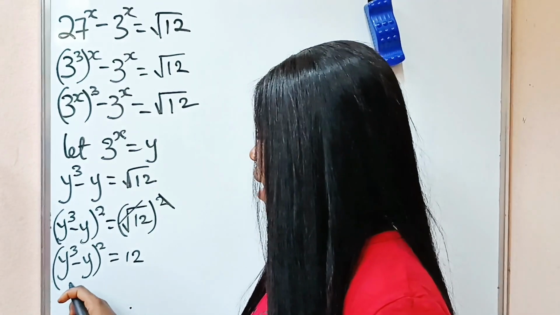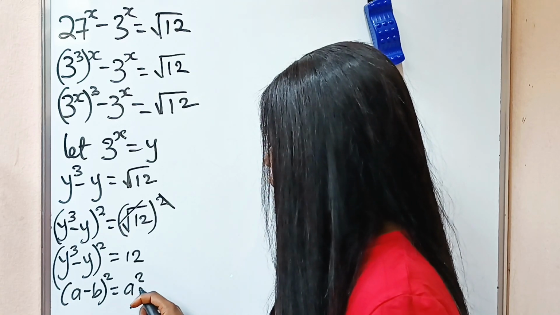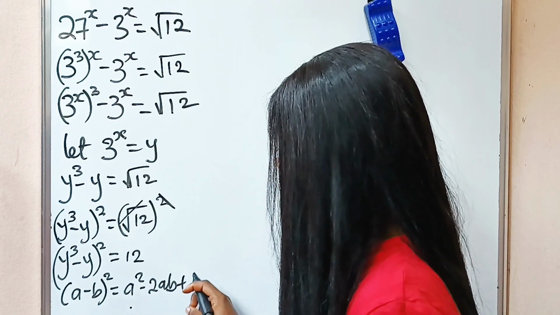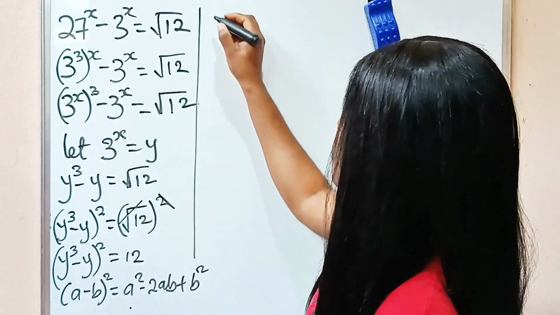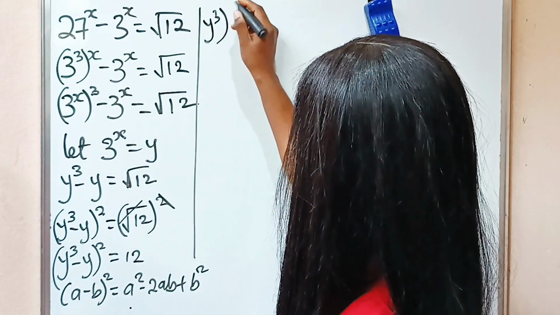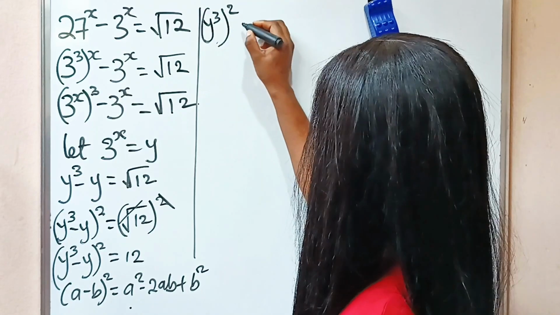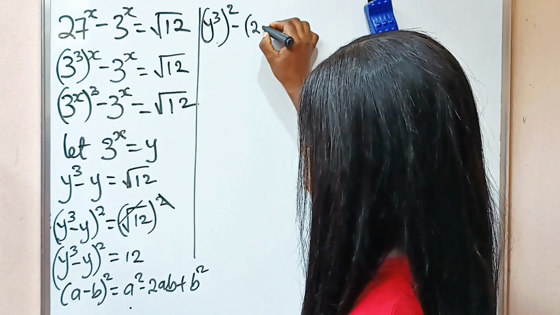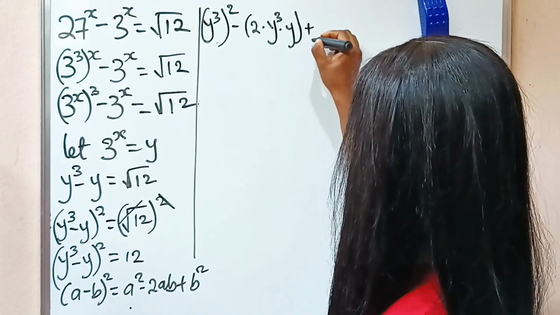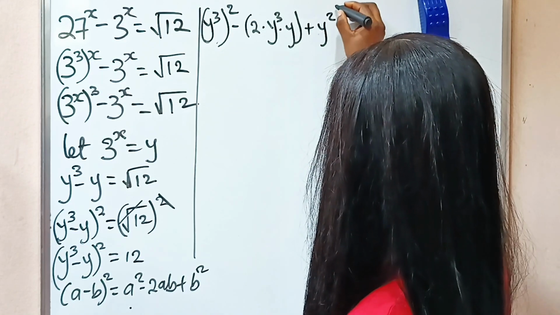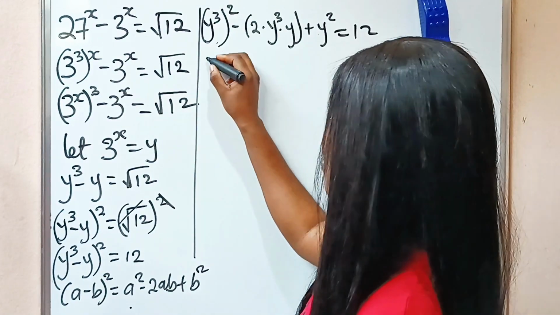Now, when you have a minus b squared, it is equal to a squared minus 2ab plus b squared. All right? So that simply means that we can express this as y to the power of 3 squared, minus 2ab, that is 2 multiplied by y to the power of 3 multiplied by y, then plus b squared, that is plus y squared, is equal to 12.